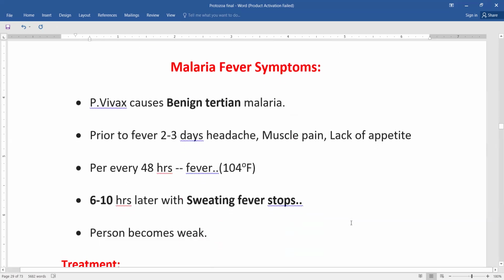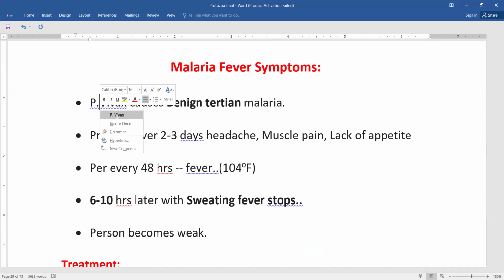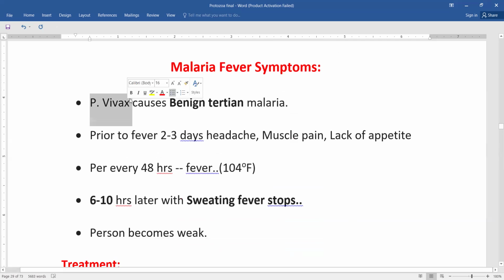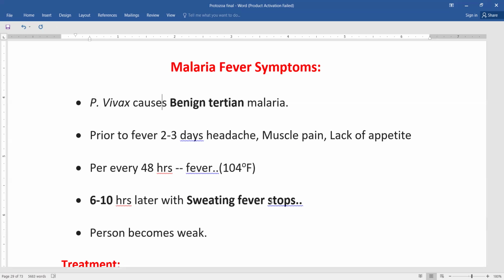Okay, in general, I told you there are four different kinds of malarial parasites, Plasmodium species. Among them, the most common one is Plasmodium vivax. It causes benign tertian malaria.